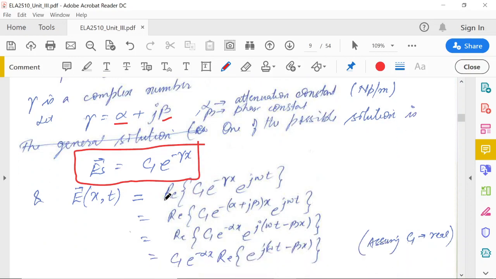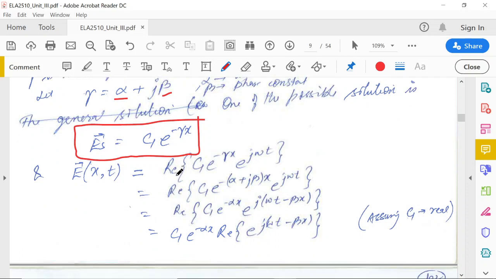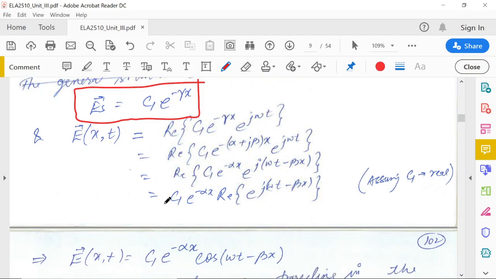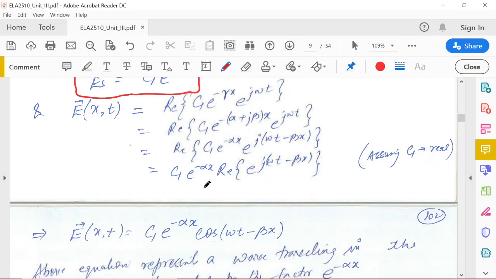Now we obtain the instantaneous, or time-varying, electric field by taking the real part of this quantity multiplied with the time factor e to the power j omega t. So this is the phasor part, and when you multiply the phasor with e to the power j omega t and take the real part, you get the real time-varying field. Finally, when you open it, e to the power minus gamma x becomes e to the power minus alpha plus j beta x, times e to the power j omega t, and you can combine the complex part with this one, and this is the real part.